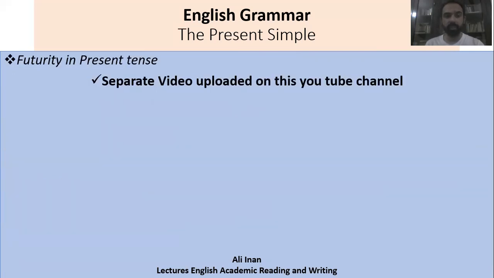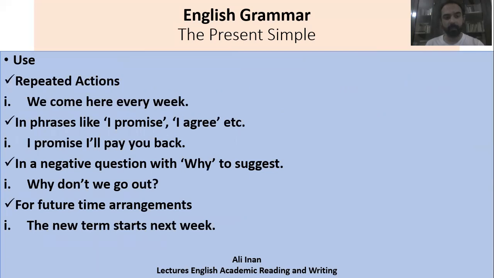We use it with repeated actions as well. For example, we come here every week. We also use it in phrases like I promise and I agree, such as I promise I'll pay you back. In a negative question with why, to suggest, not to ask explicitly: why don't we go out?